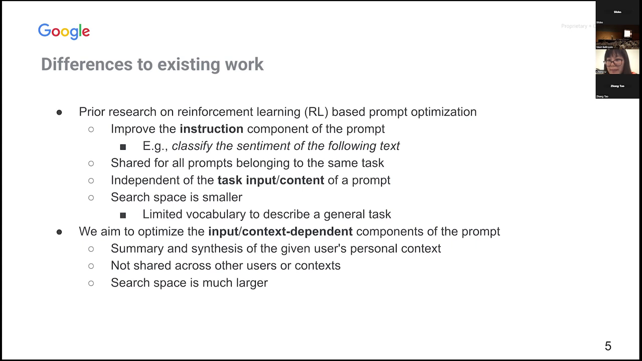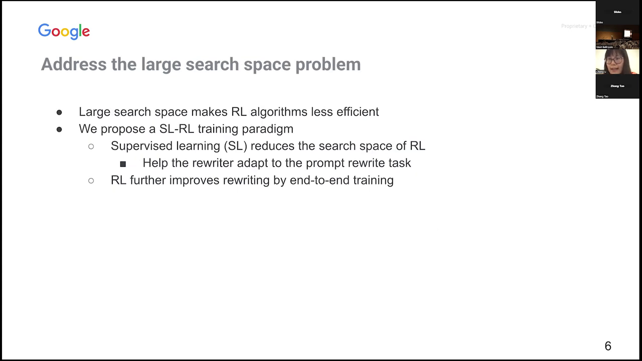We aim to optimize the input or context-dependent component of the prompt. Specifically, the summary and the sentences of the given user's personal context. They are not shared across other users or contexts, and the search space is much larger. The large search space makes IO algorithms less efficient.